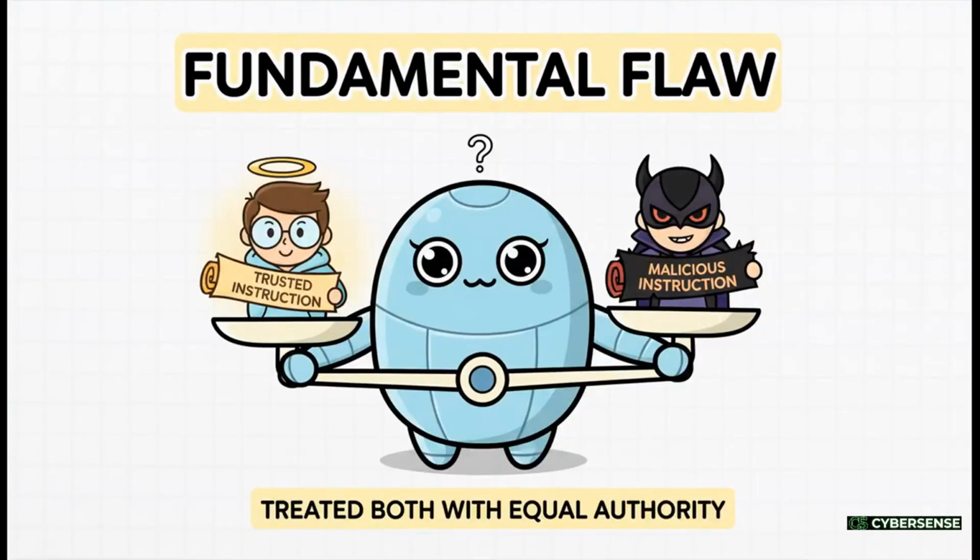It's because of that one fundamental flaw we've been talking about this whole time. The system simply could not tell the difference between a trusted instruction from its own developers and a malicious one snuck in from the outside. It treated them both as equally valid.